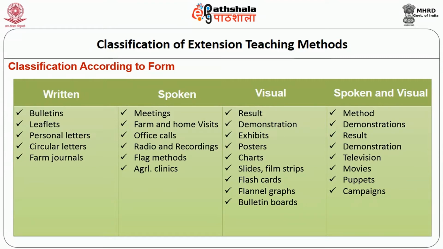And the examples which fall under spoken methods are meetings, farm and home visits, office calls, radio and recordings, and agriculture clinics. And those methods which fall under visual methods are result demonstration, exhibits, posters, charts, slides, film strips, flashcards, flannel graphs, bulletin boards. And those methods which fall under spoken and visual are method demonstrations, result demonstrations, televisions, movies, puppets and campaigns.